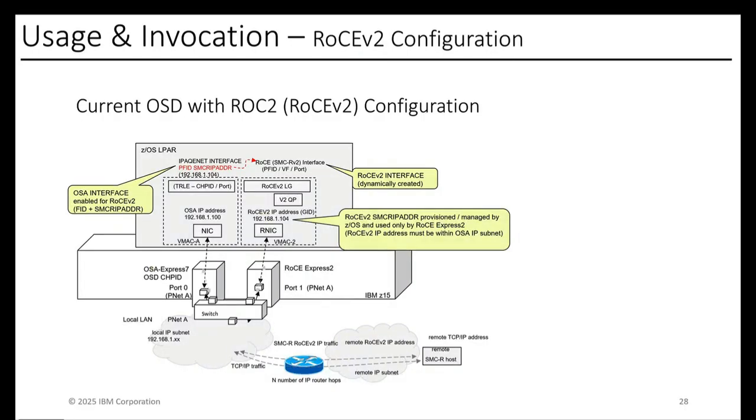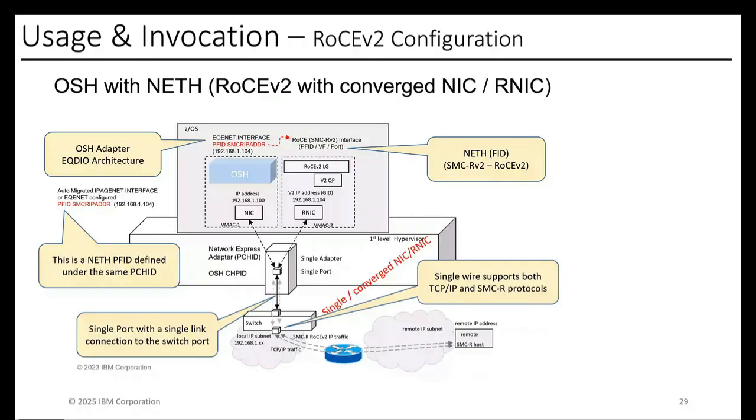So now if we fast forward into what's going to happen today, now you have an OSH device with a NetH device, and it's very similar. So now EQENet is of course the new interface type that you're defining. You still configure the PFID on your SMC-R statement on that EQENet definition with an SMC-R IP address. And I stress that IP address must be in the same subnet as your OSA or OSH device. Those are the rules of SMC-R.